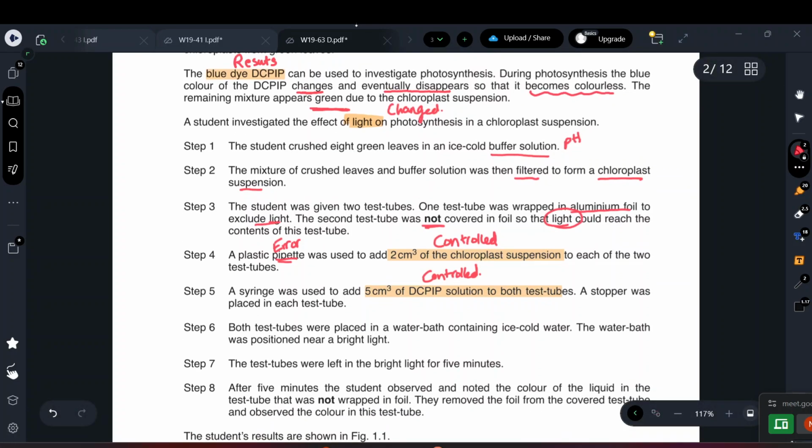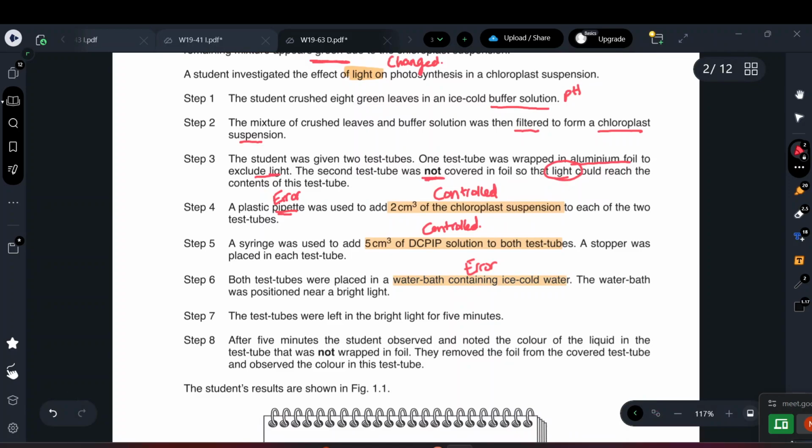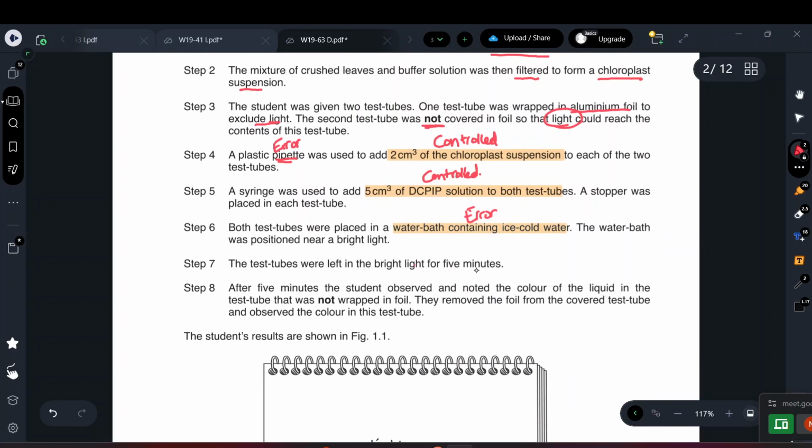A stopper was placed. Both test tubes were placed in a water bath containing ice-cold water near the bright light. Is it going to remain at the same temperature? No. Whatever the temperature is, cold, hot, whatever the temperature, if you left the water bath, it will change temperature. So this is a source of error. It has to be a thermostatically controlled water bath. Water bath was positioned near bright light. The test tubes were left for 5 minutes. You left them for the same time. But this is a controlled variable.